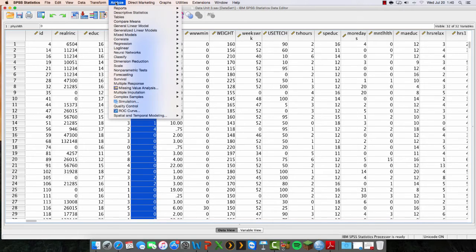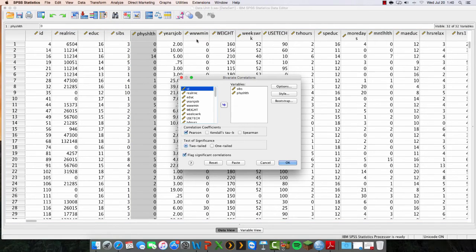Go to Analyze, Correlate, Bivariate. Analyze, Correlate, Bivariate. Open that up. As you can see, I've already been playing with this, so I know how it turns out.